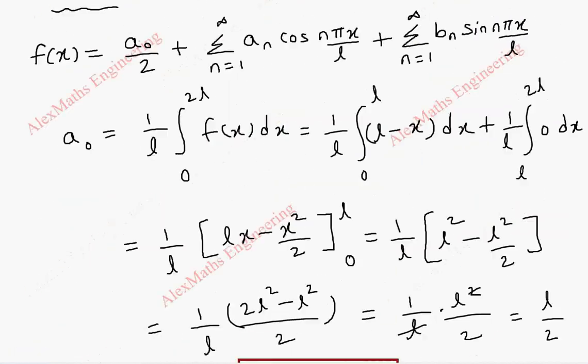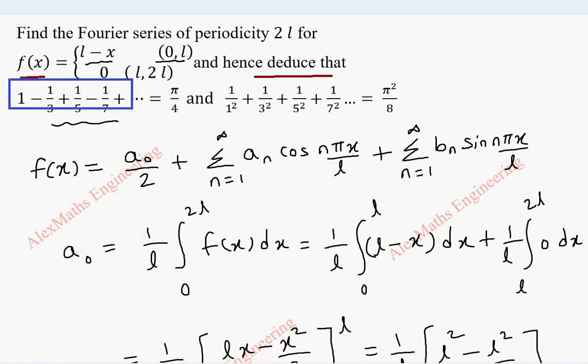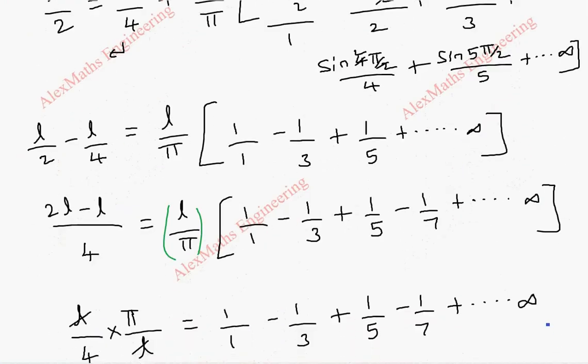The value of this series is pi by 4. Let's cross check again. So they gave the series 1 minus 1 by 3 plus 1 by 5 minus 1 by 7 dot dot dot is pi by 4. So we got it here.